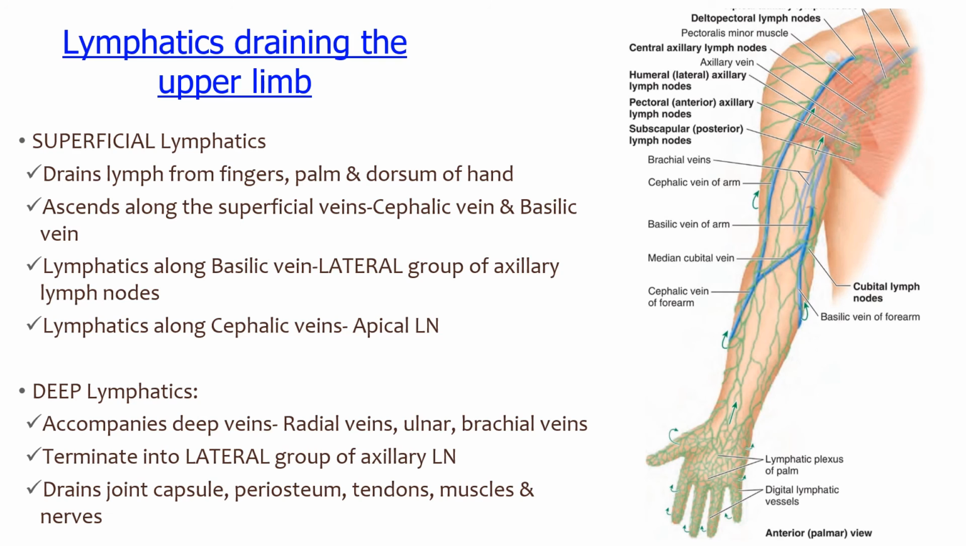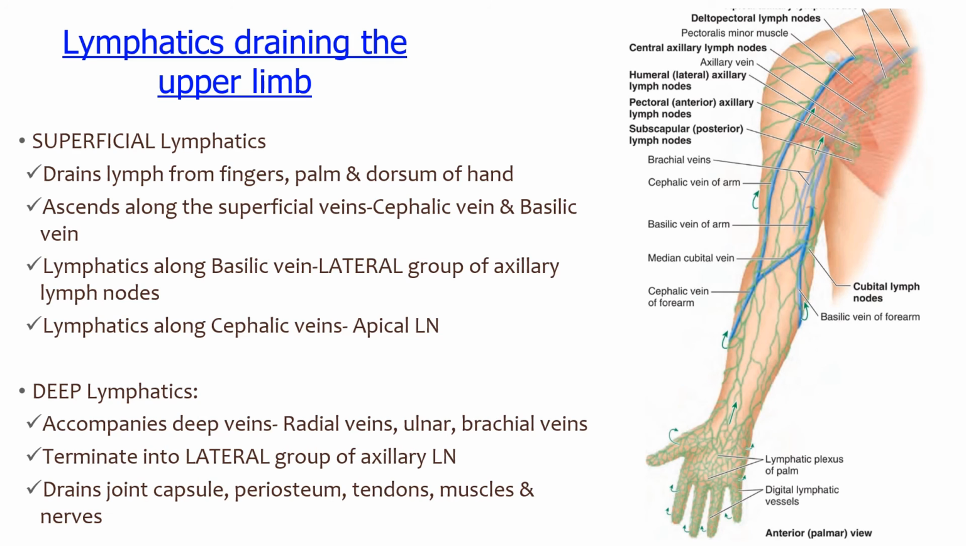Talking about the deep lymphatics, they are so called because they accompany the deep veins, and the deep veins are the radial vein, ulnar vein, and brachial vein, which are the venae comitantes of the brachial artery. These deep lymphatics terminate just like the superficial lymphatics. They also terminate into the lateral group of axillary lymph nodes.